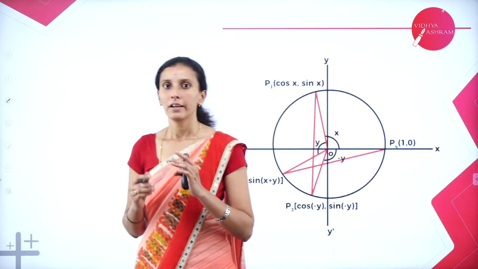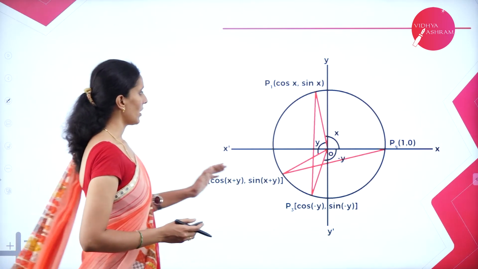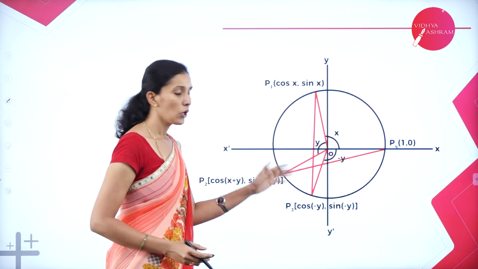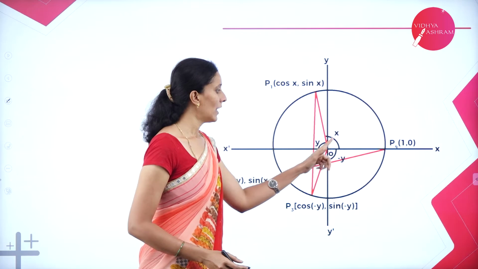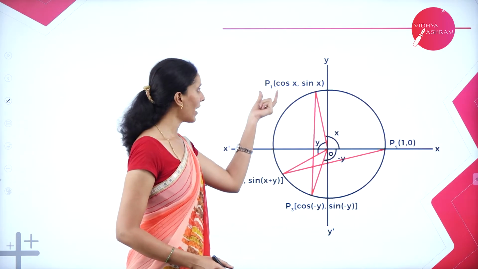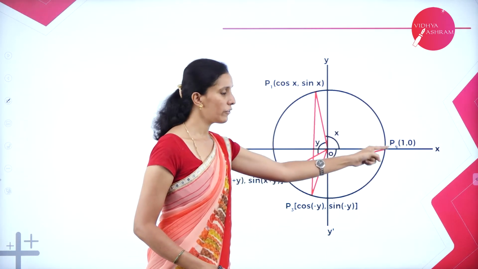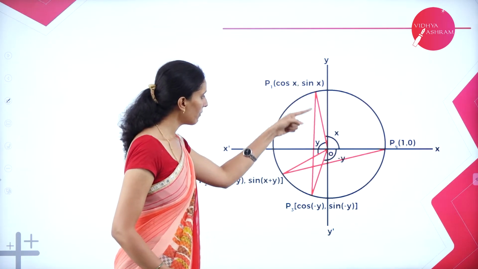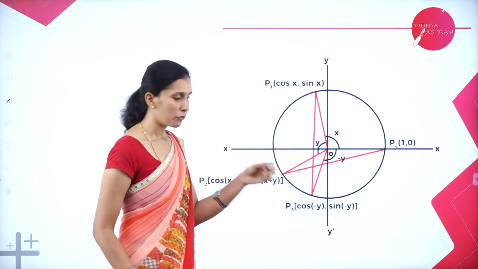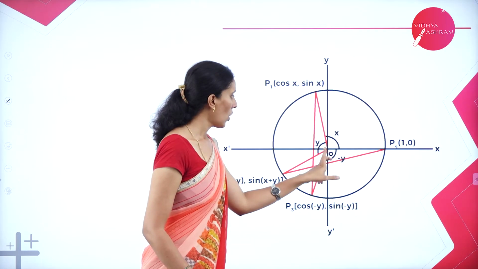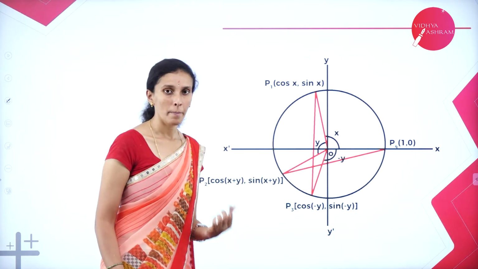So once again I'll explain to you. Consider a unit circle with origin O. Let x be the angle, or you can take let angle P1OP4 be equal to x, angle P1OP2 be equal to y, and angle P3OP4 be equal to minus y.